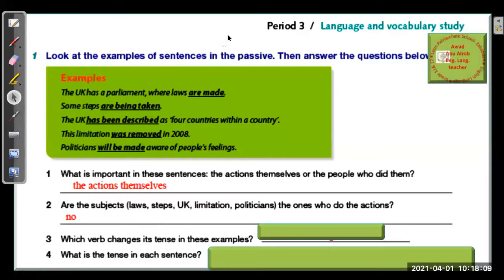Number 3. Which verb changed its tense in this example? Yes, the verb will change its tense. So look at it: are, has been, was, and will. These are verbs to be.